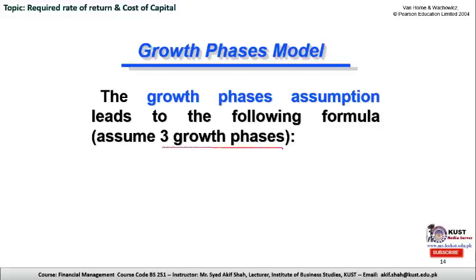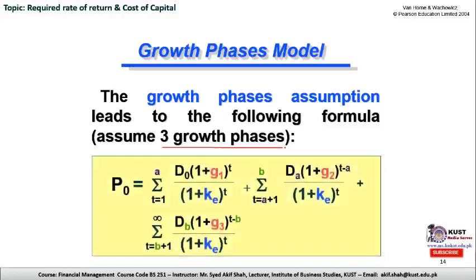Rather than having a constant growth rate of 8%, 5% or whatever, we have different growth phases with the passage of time. Usually these growth phases are in the taper form. So this is the formula to calculate the cost of equity under different growth phases. Here once again, P naught is our current market price of the share. Summation t starts from 1 to A.